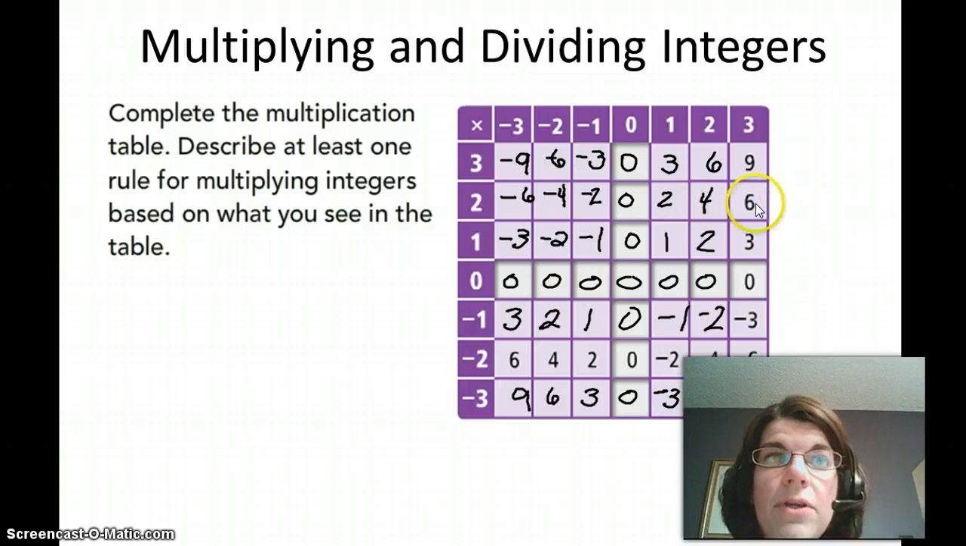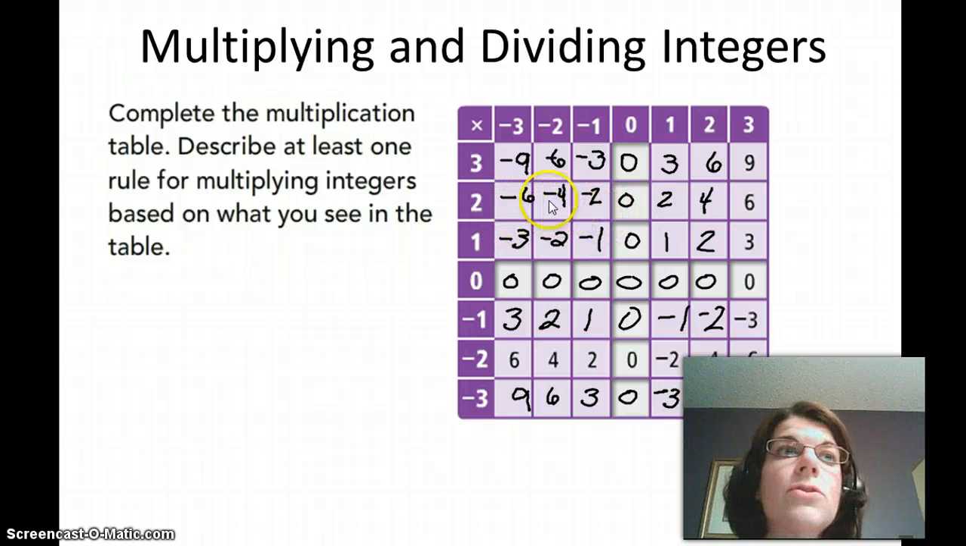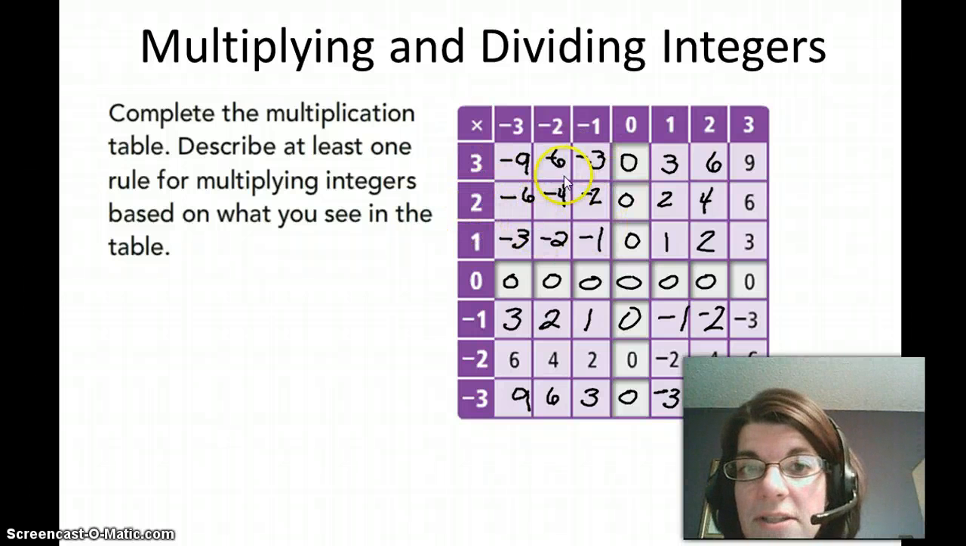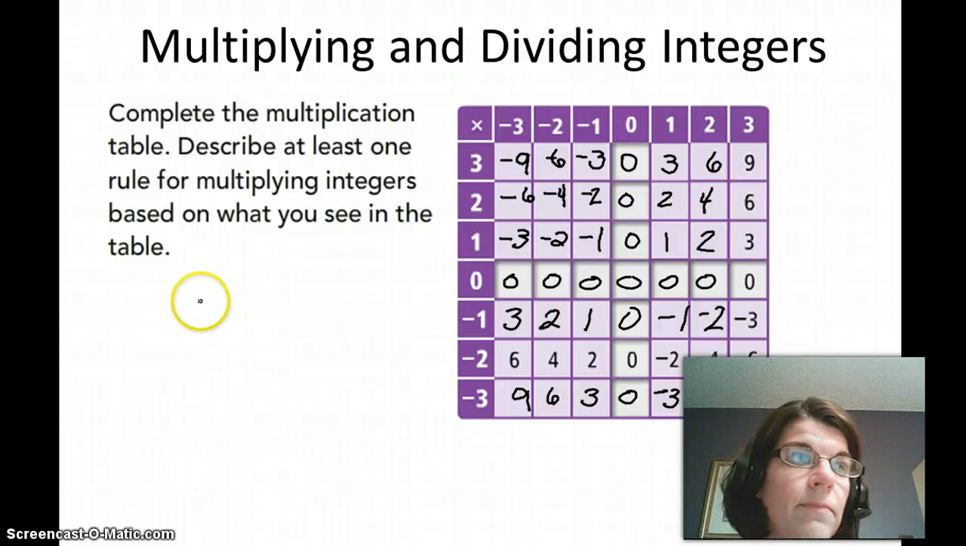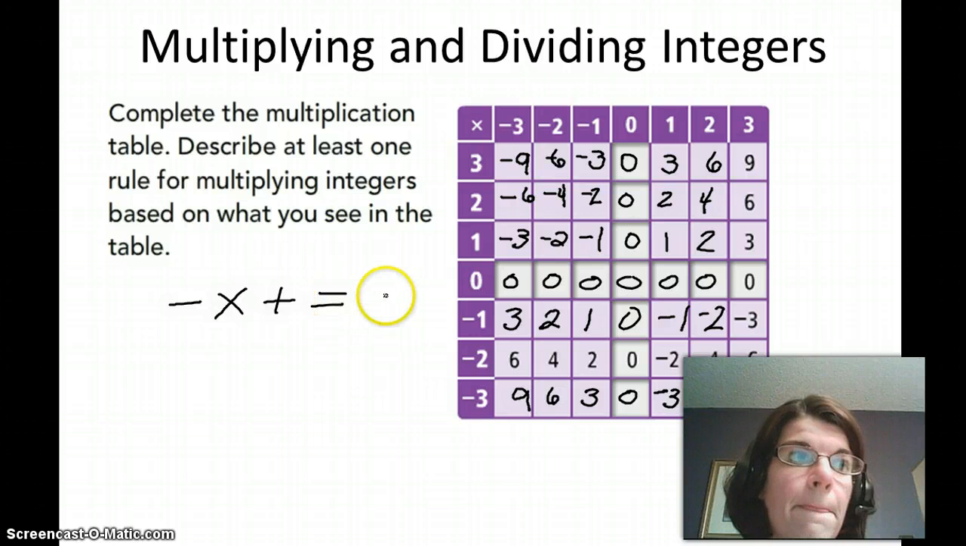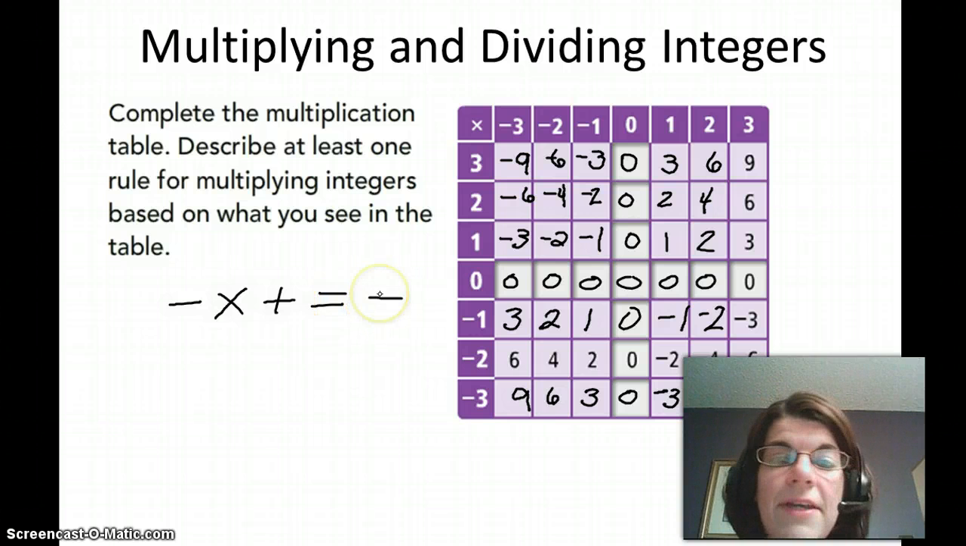The second row, you see the same kind of thing happening. 6, 4, 2, 0, -2, -4, -6. So we're starting to see a pattern. When you have a negative times a positive, you end up with a negative answer. So that could be one rule. A negative times a positive is giving you a negative answer.